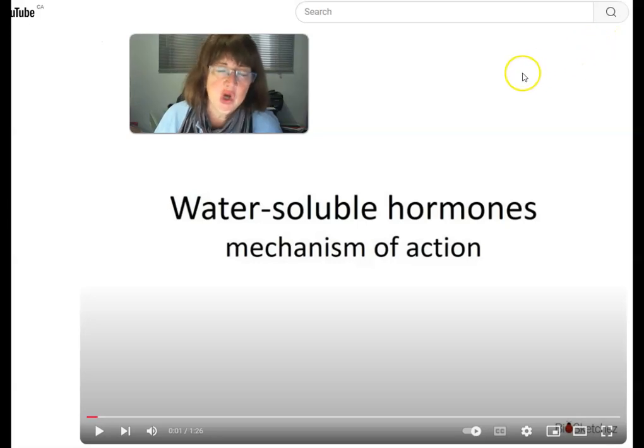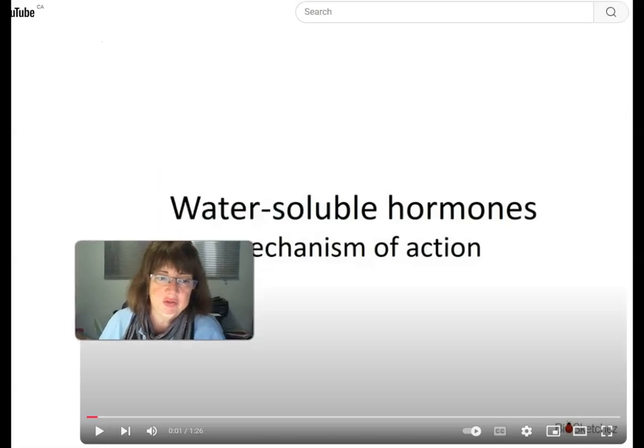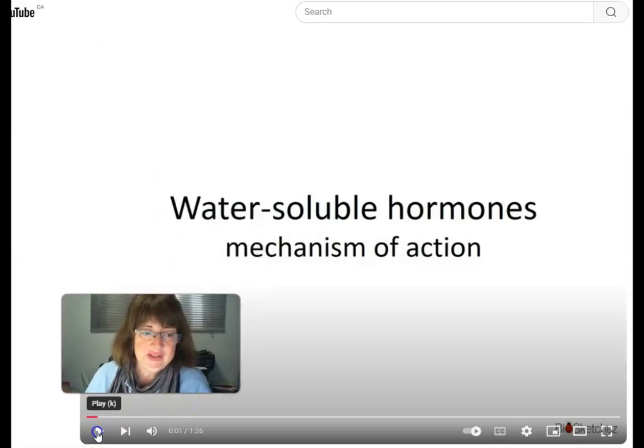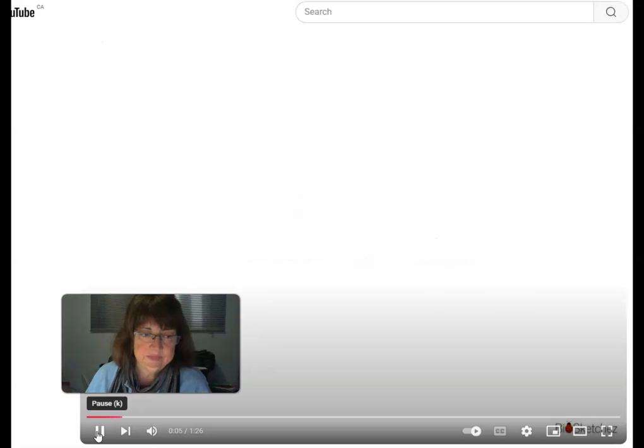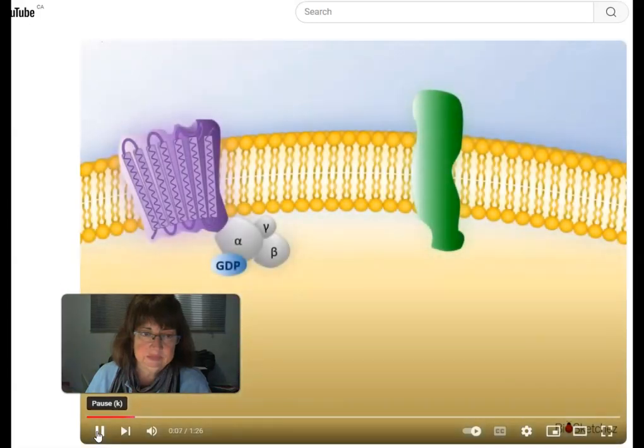Type number 2 are non-steroid or water-soluble hormones. So let's have a look at it here. This one doesn't have any sound, and this isn't the one that's linked in your notes.